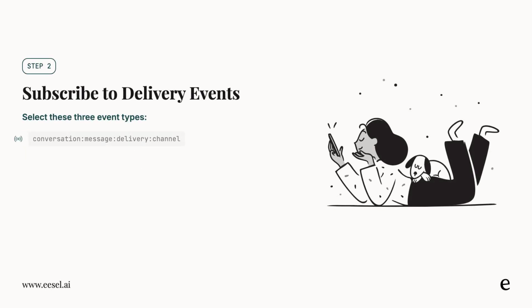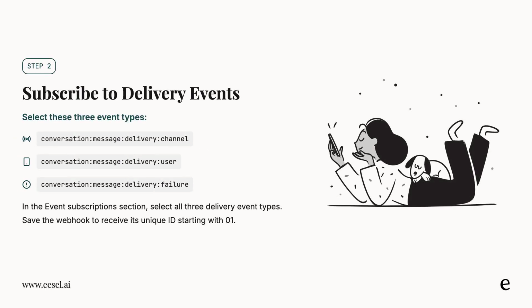Step 2, subscribe to all 3 delivery events. Select Delivery Channel, Delivery User, and Delivery Failure from the Event Subscription section. Save the webhook and copy the unique ID it gives you. You'll need it for testing.